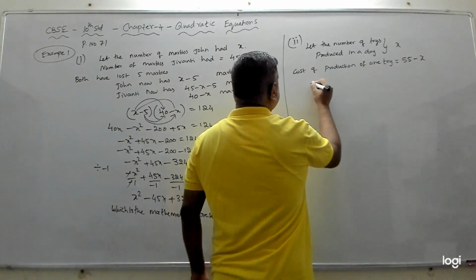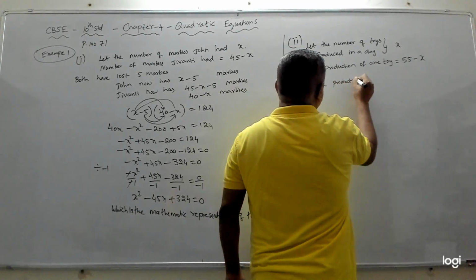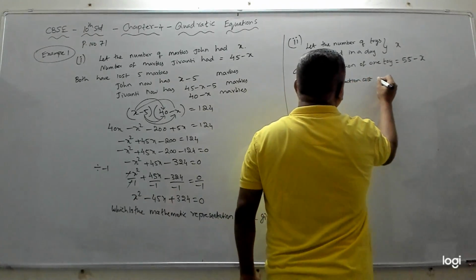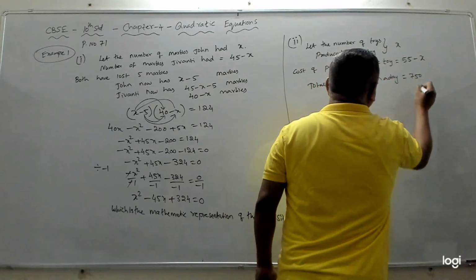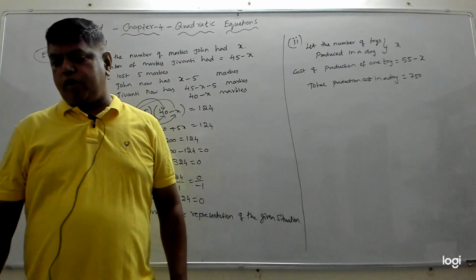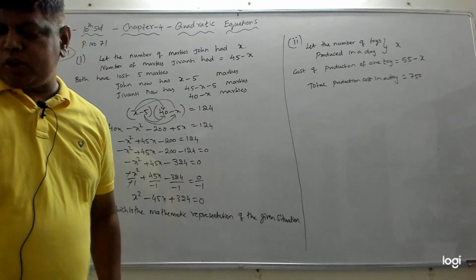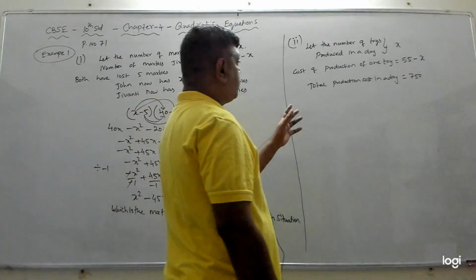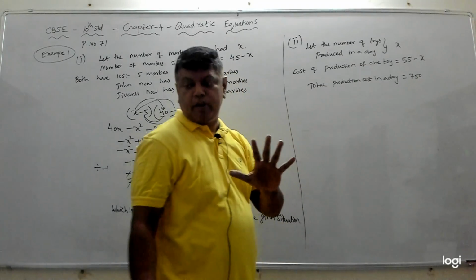So the total production cost in a day equal to 750 rupees. They said total production cost, total cost of production. Total production cost in a day is rupees 750 that they have given in the question.